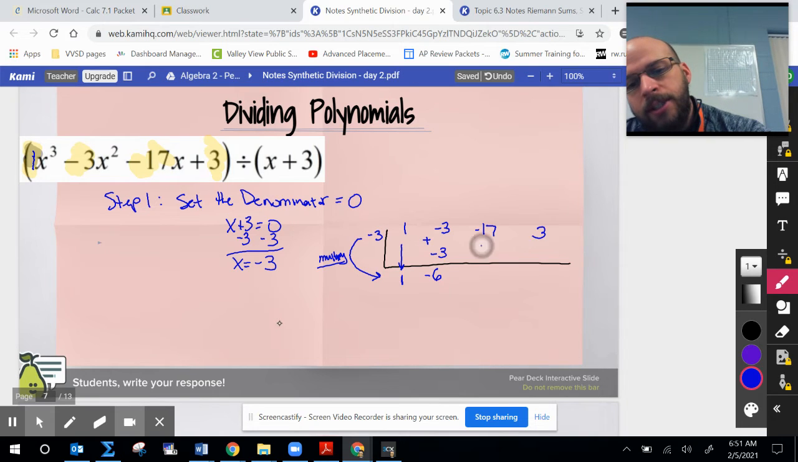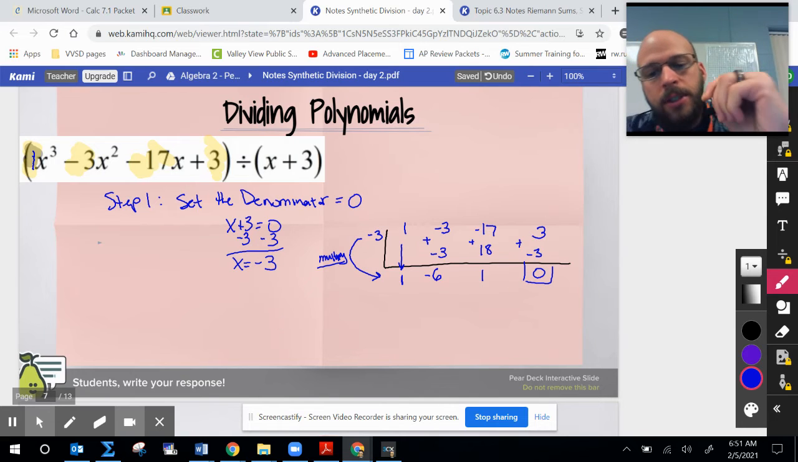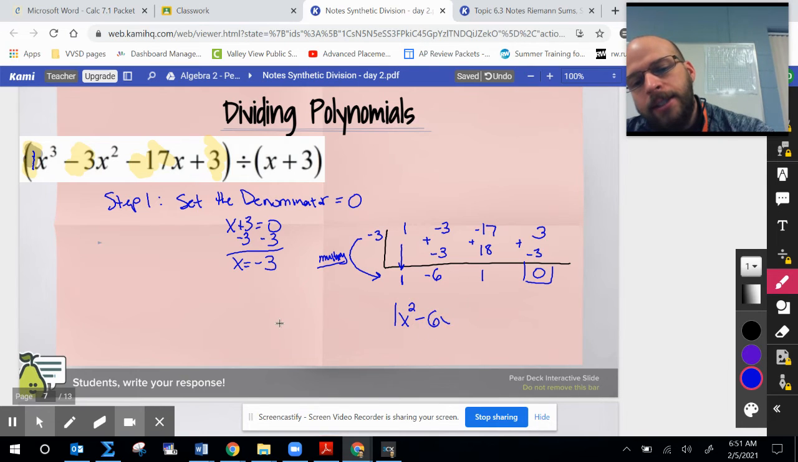Negative 3 times negative 6 is 18. We're going to add straight down. We get 1. Negative 3 times 1 is negative 3. We're going to add straight down. That gives me 0. So when I divide this, I'm going to get a 1x squared minus 6x plus 1, and then my remainder is 0, right?